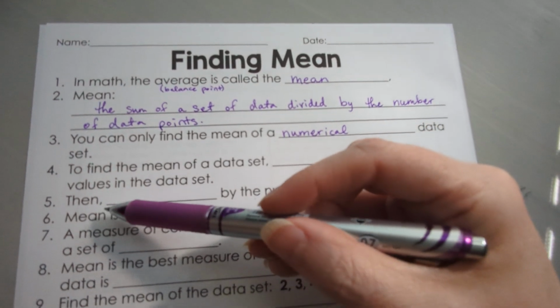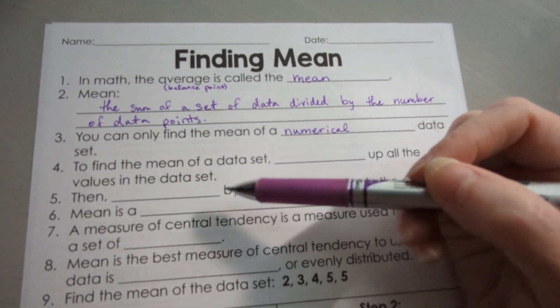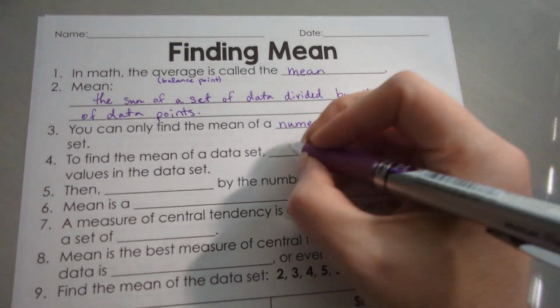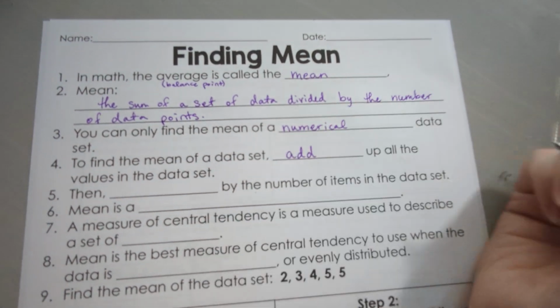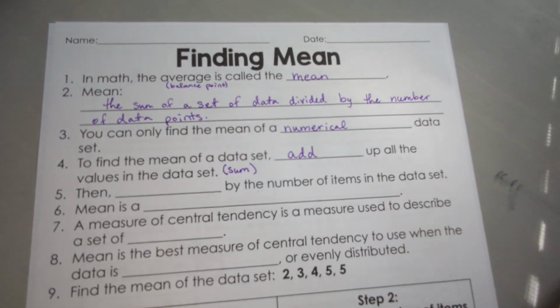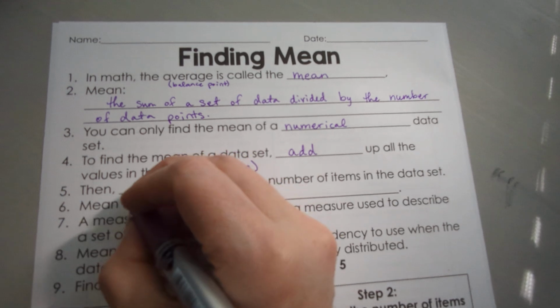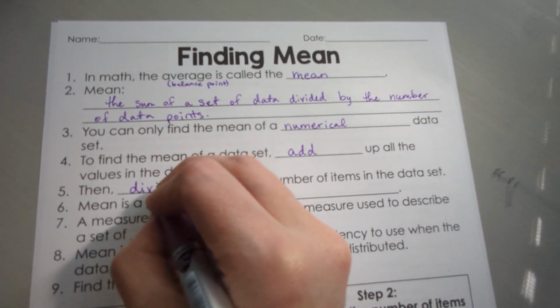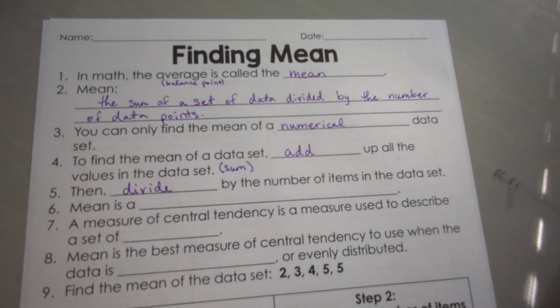So our definition kind of already says it, but we're going to reiterate it. To find the mean, there's two steps. We're going to add up all the values in a data set. That is, again, called the sum. So that's the answer to an addition problem. Then we're going to divide by how many pieces of data we just added together.